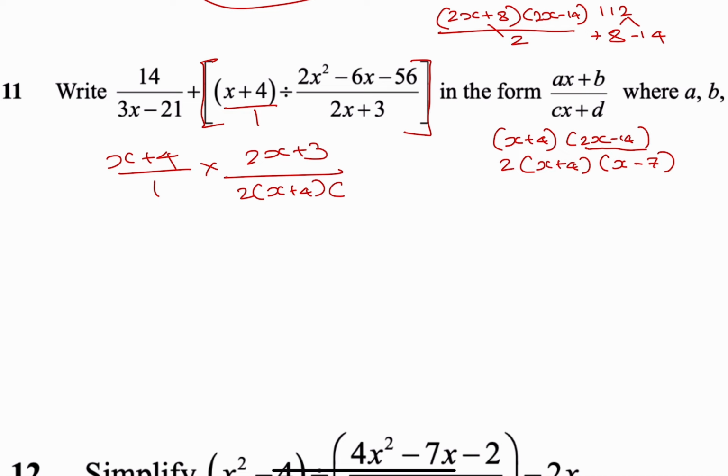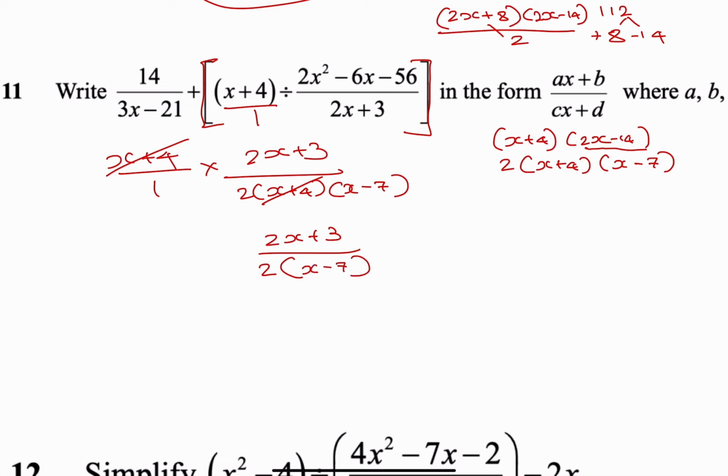Okay, cross cancel. There. Anything else we can cancel? No. So what do I have on the top? I got 2x plus 3. On the bottom, I got 2 times, what do I have? 2 times x minus 7 in a bracket, okay? Cool. Because it's technically 1 times 2 is 2 anyways.